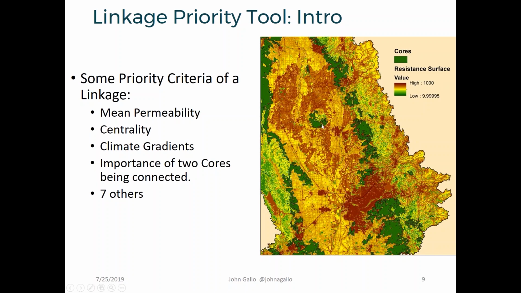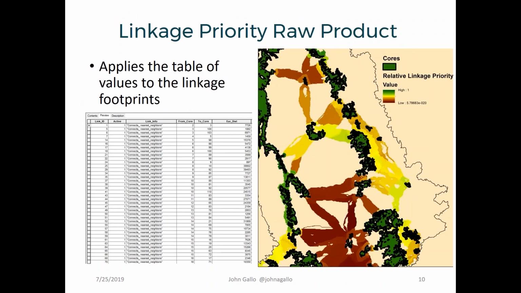And the centrality of the linkage in the region, things like climate gradients, which we'll talk about more, and the importance of the two cores being connected, and 7 other criteria, which I'll get into more at the lunch workshop today. And so what the linkage priority tool does, the raw product, is it really applies values in a table about linkage priority to the linkages themselves.